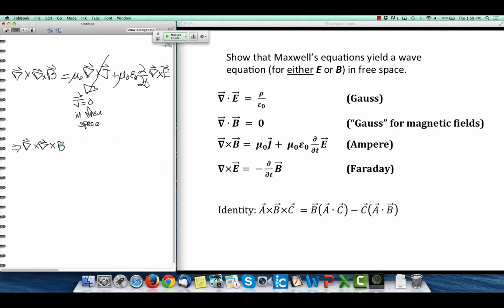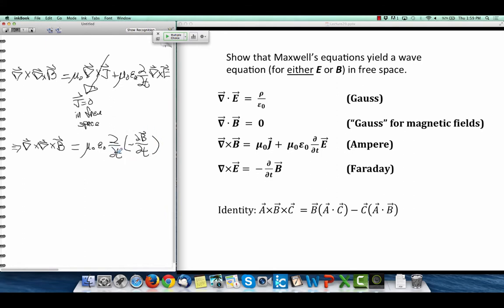What I end up with is del cross B is mu 0 epsilon 0 partial t of del cross E. But I can look at Faraday's law: del cross E is minus partial B partial t. So now I have something that just has B in it. And so I just need to show that that's a wave equation.